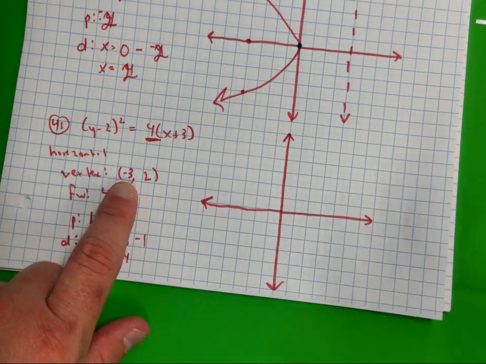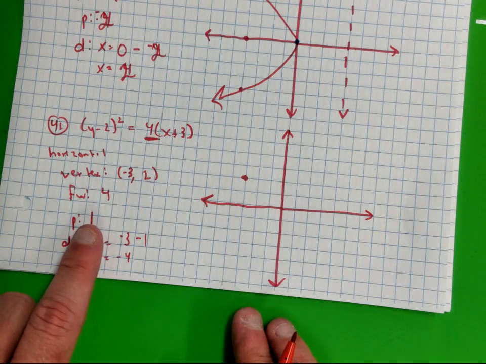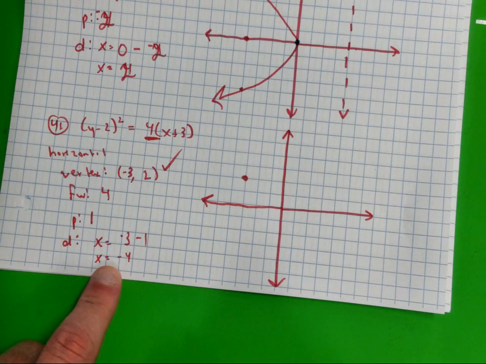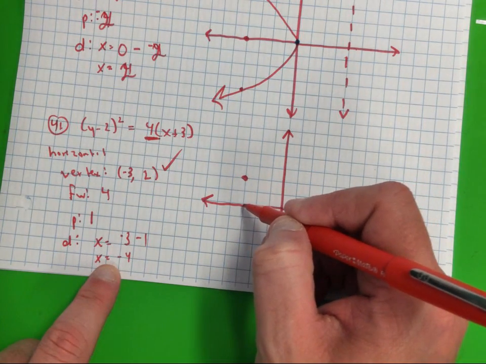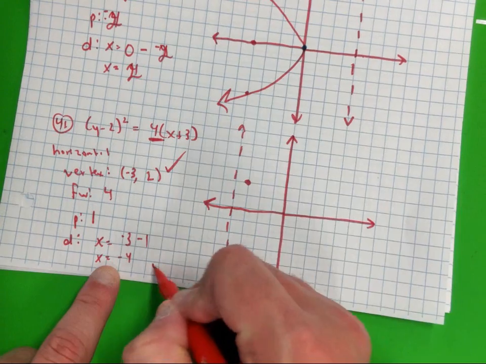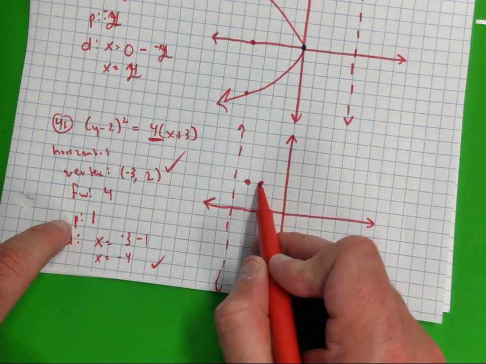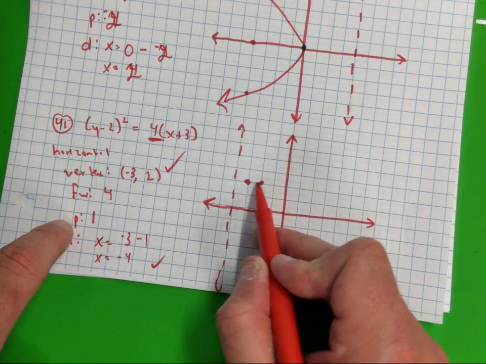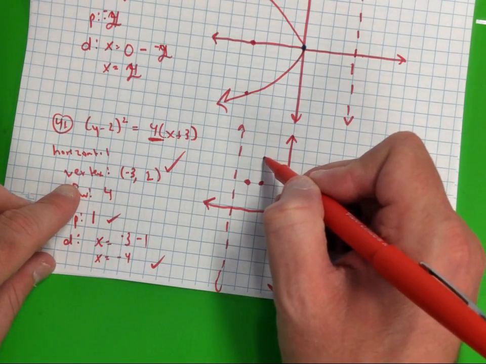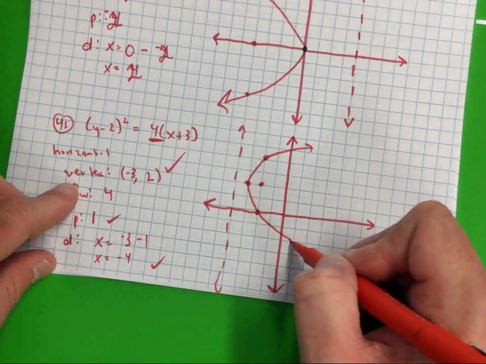I'm going to graph my vertex first, -3, 2. 1, 2, 3, up 2. Check. Directrix is x equals -4. So I got a vertical line at x equals -4. Check. All right. My focus is going to be 1 away in the opposite direction, and that makes sense because the directrix is 1 away from the vertex. The focus is going to be 1 away. So check. Focal width is 4, so I'm going to go up 2 on both sides. And that is my answer.